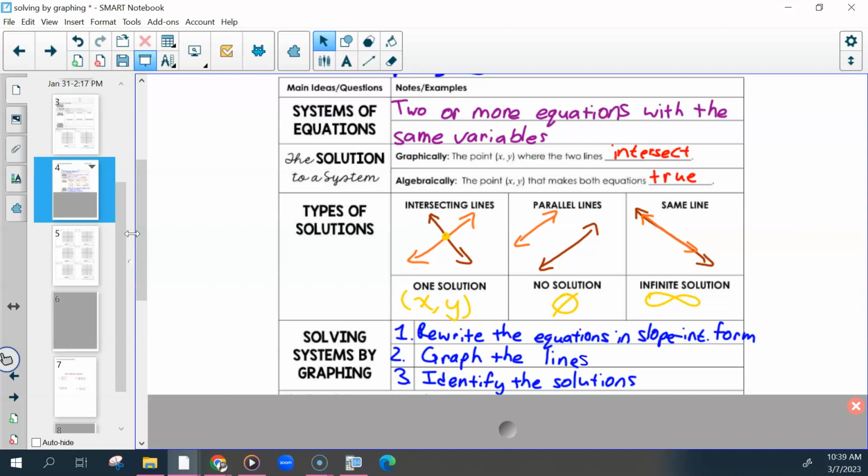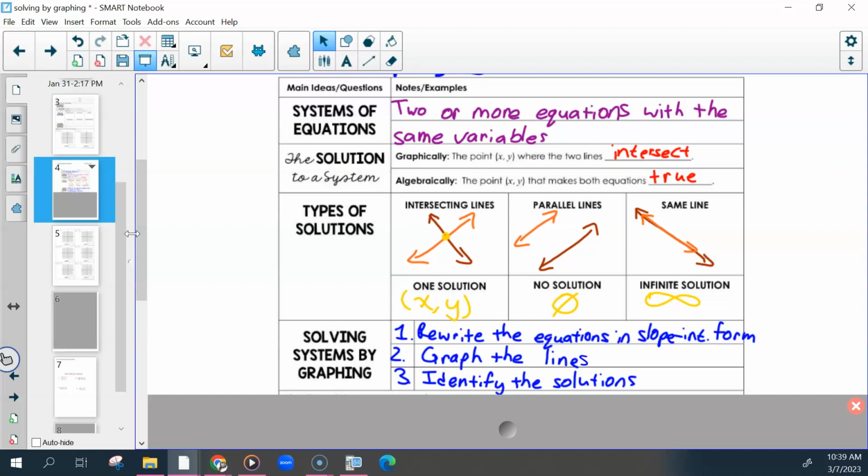So a system of equations is two or more equations with the same variables. When we are looking for the solution to the system, graphically, it's the point (x, y) where the two lines intersect. Algebraically, it's the point (x, y) that makes both equations true, and we'll talk about what that means in a bit.